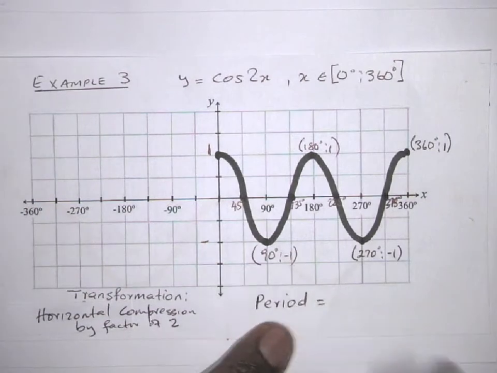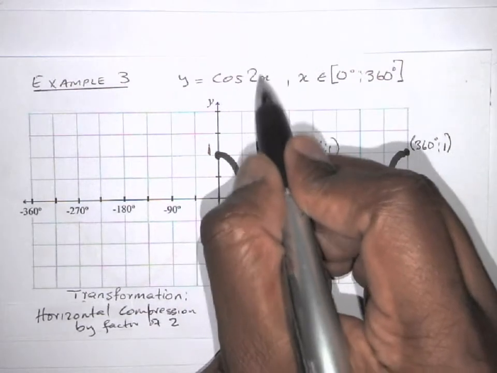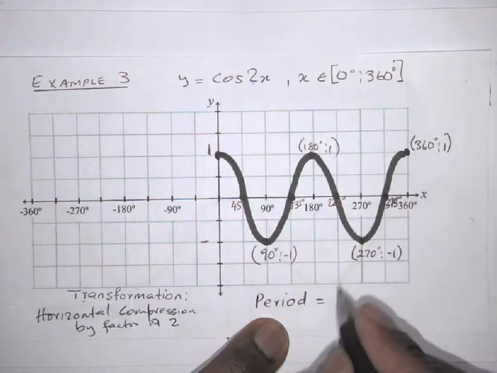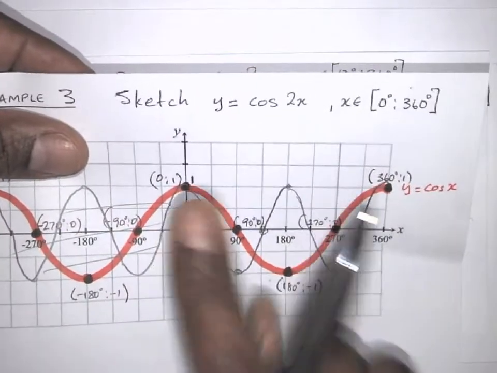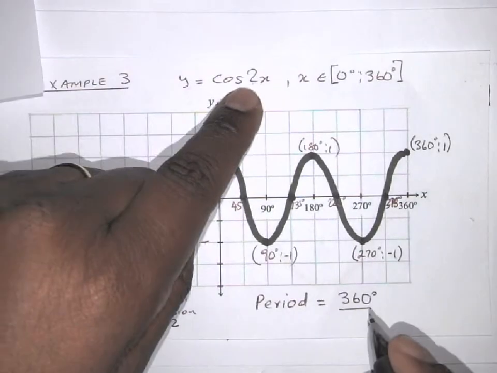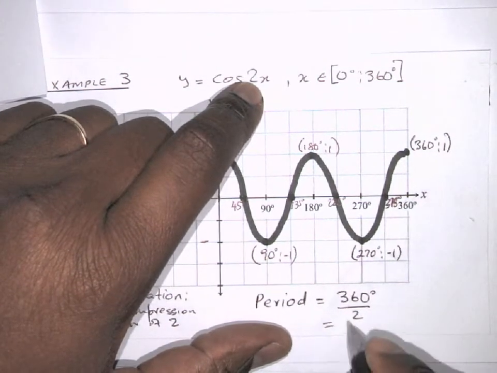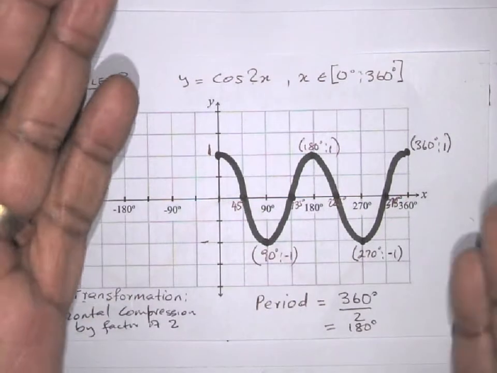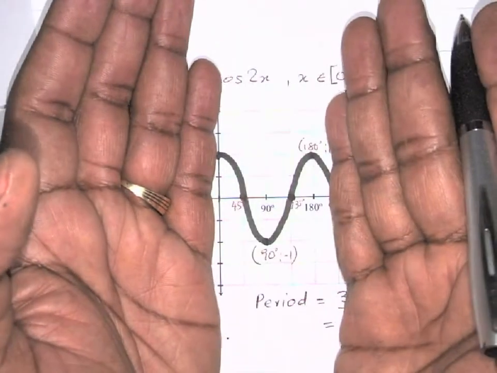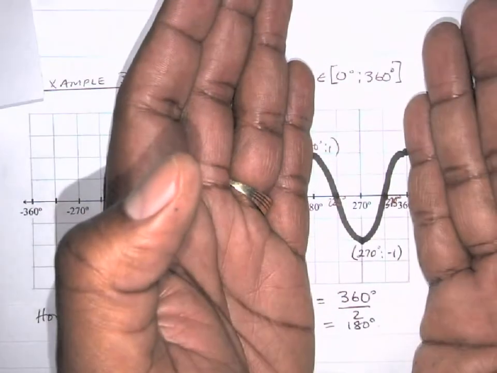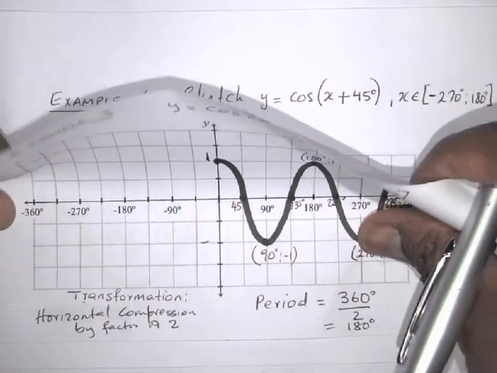Okay, next one. What about the period? The period, you can see now I've changed here. There's a 2 here. So in this case, for the period, you take the 360 degrees of the normal parent graph, and then you divide it by that value given there, which is 2. So the period of this graph is 360 divided by 2, which is 180 degrees, meaning how long is one wave? One wave of a cos graph is like this. How long is it? From 0 to 180. It's 180. From 180 to 360, that's one wave. It's 180 degrees.